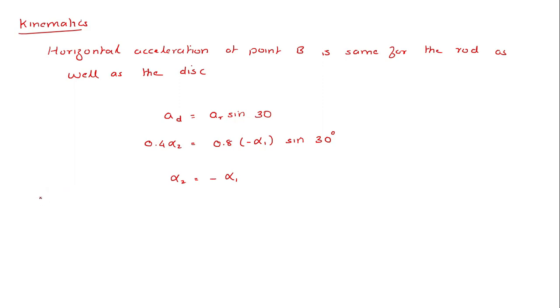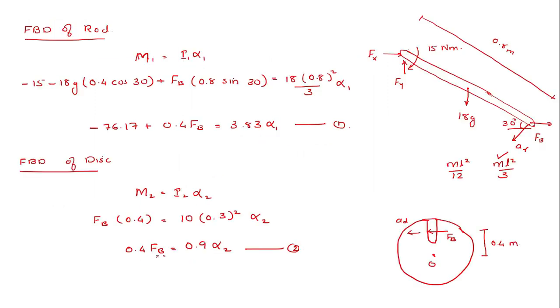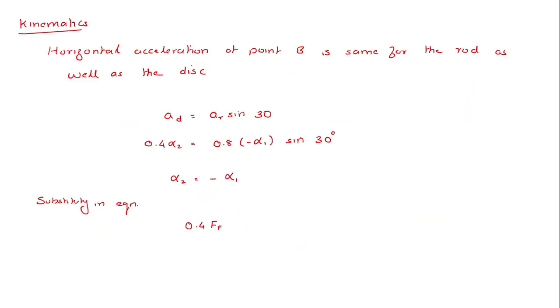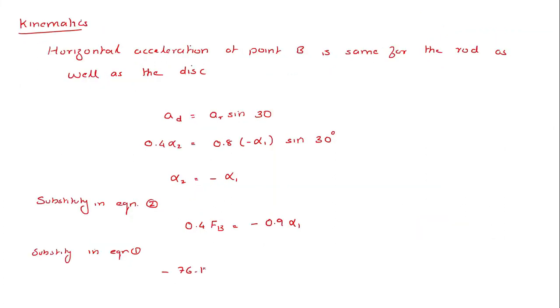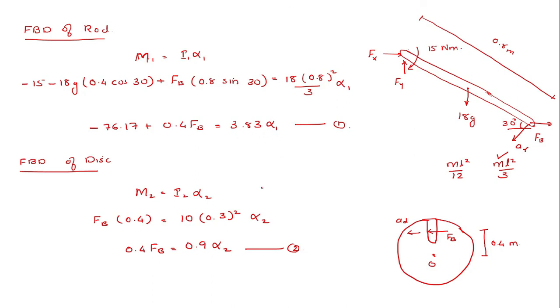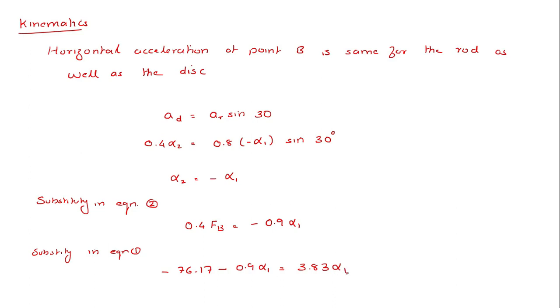Now substituting in the equation, you have this equation here, so you get 0.4 FB is equal to minus 0.9 alpha 1. Equation 2 here. And then substituting this in equation 1, you have minus 76.17 plus 0.4 FB, but you have obtained 0.4 FB as minus 0.9 alpha 1. So minus 0.9 alpha 1 is equal to 3.83 alpha 1, from which I'll get alpha 1 is equal to 16.10 radians per second square.